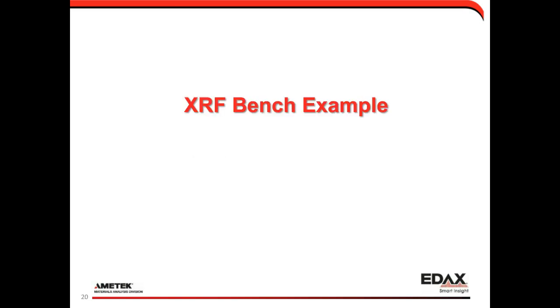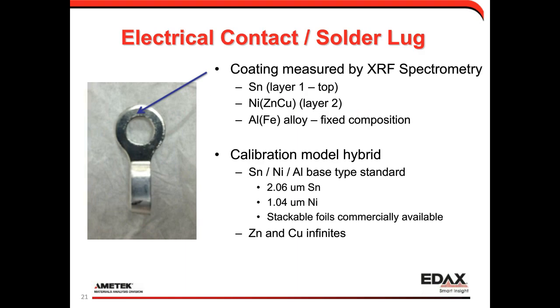Okay, so now we're going to take a look at a bench example here. We're looking at an electrical contact, and this is some kind of a solder lug. It's tin plated on nickel, plated on an aluminum alloy. The goal was to measure the tin-nickel thickness. What we discovered early on in measuring this is that we didn't have just nickel plated on there. There was a significant amount of zinc and copper in the nickel layer. So we created a calibration model for this. We used commercially available standards for tin, nickel on aluminum. And we also measured some zinc and copper pure elements to give us calibration coefficients for those.